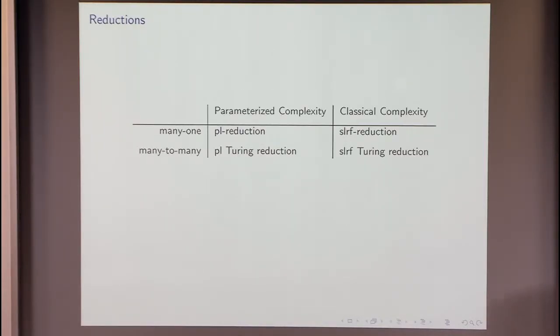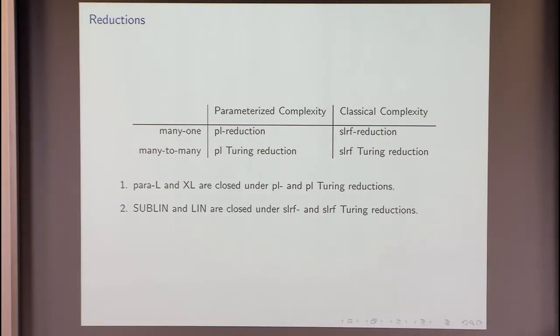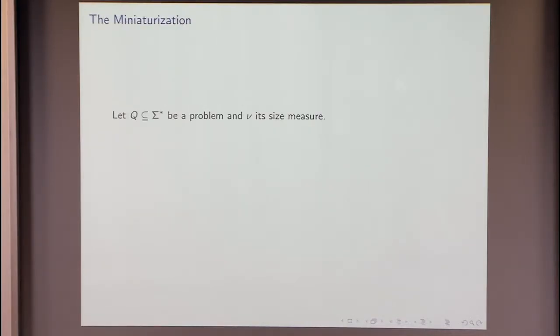Here again we have reductions preserving those tractabilities. I will go through this slide. In parameterized complexity, we have what we call PL reduction, or parameterized log-space reduction. In classic complexity, we have the sublinear reduction family as our notion of reductions. I guess I don't have much time.